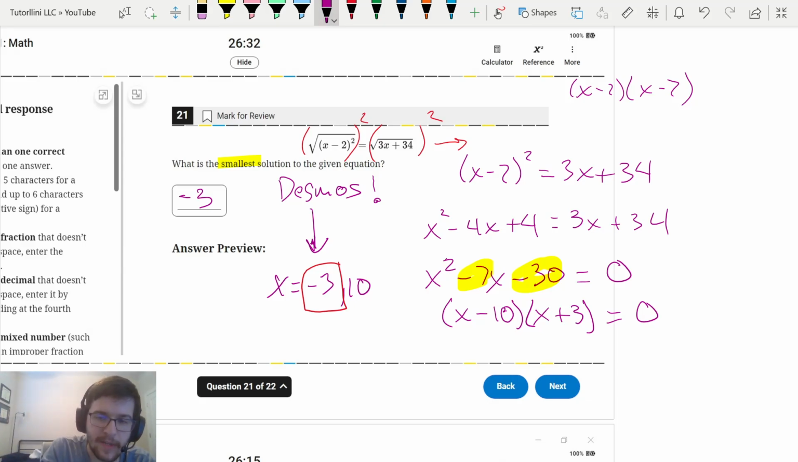And now we set each of them equal to 0. So x minus 10 equals 0, that gives you x equals 10. And this one gives you x equals negative 3. And the smaller solution is negative 3.